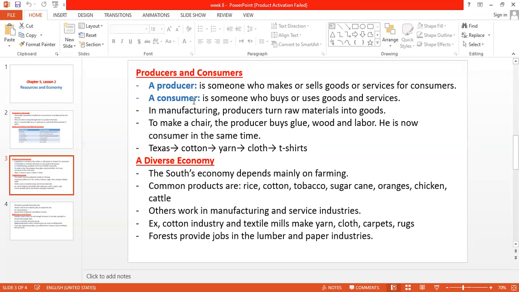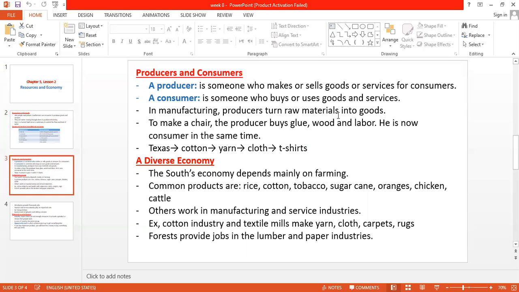For example, I told you that I am a consumer. I use the chair that your father made at his factory, but I don't make any goods, right? So I am not a producer. I'm only a consumer. So producers could be consumers, but not all consumers could be producers. So here in manufacturing, manufacturing means making goods at factories.